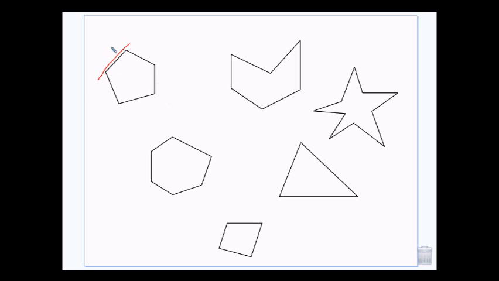If I do this, I'm just extending my lines. Do you see how none of them go inside the polygon? So this is convex.